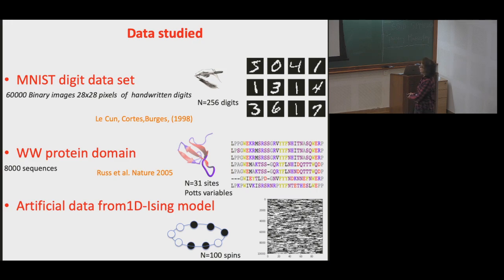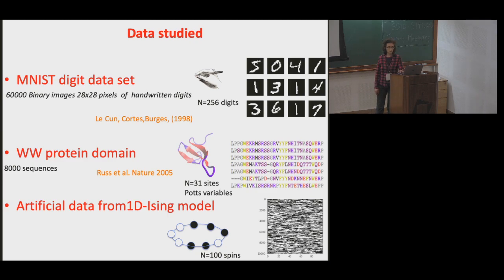We have also benchmarked our approaches on many artificial data sets. For example, we show here data from a one-dimensional Ising model. These are configurations of 100 spins, and there are 10,000 configurations of this system. Again, the variables are binary, so they are black if the spin is up and white if the spin is down. And again, we will infer a model from this data.